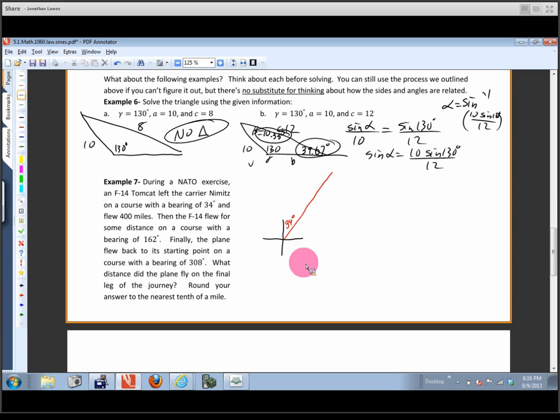All right, and then they give us our next piece of information. It flew 400 miles, so we know this side right here is 400 miles, okay? Then it flew for some distance on a course with a bearing of 162, so it got out there 400 miles, and then it changed direction. So again, whenever you change directions, we're going to put a little set of crosshairs here. And the bearing is now 162.